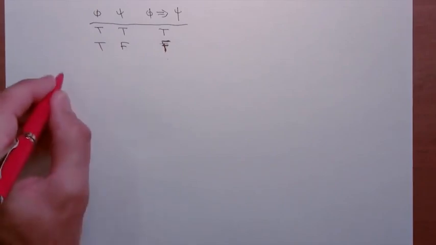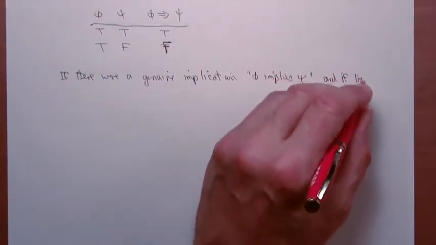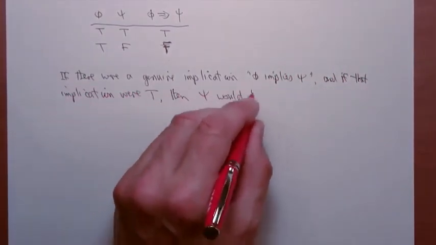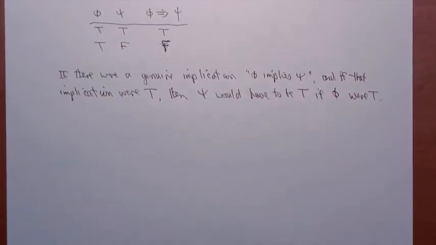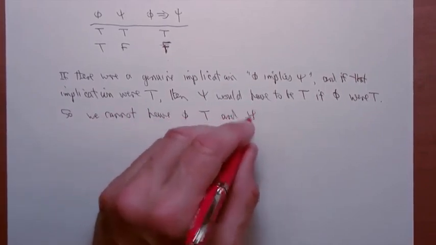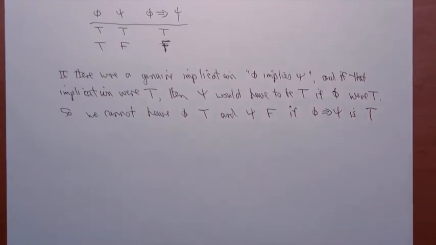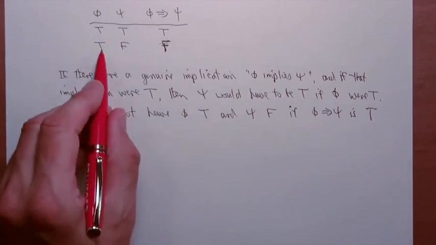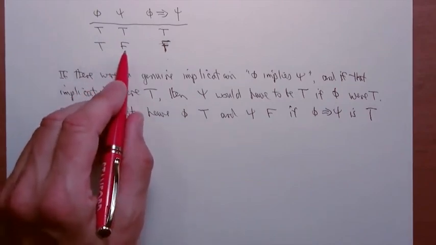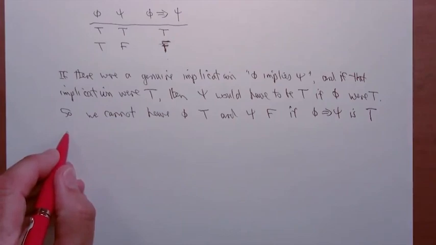Let me write that down just to make sure everyone's following what I'm trying to say. If there were a genuine implication, phi implies psi, and if that implication were true, then psi would have to be true if phi were true. So we cannot have phi true and psi false if phi implies psi is true. That means that in the case where phi is true and psi is false, we have to have a false here. Let me write that down.